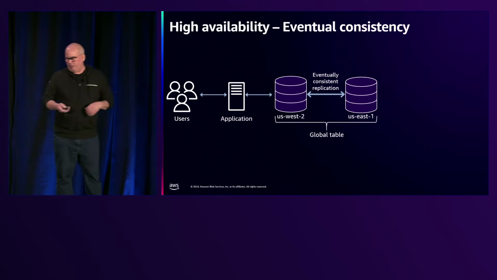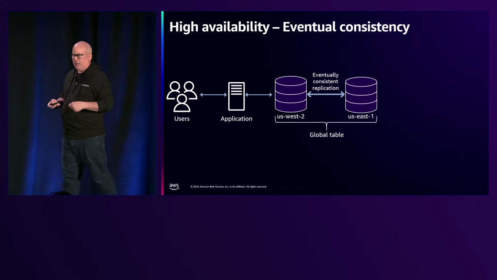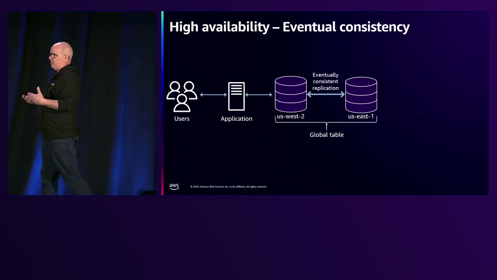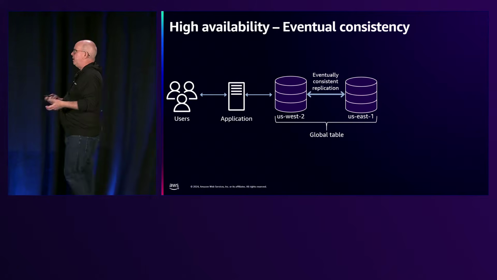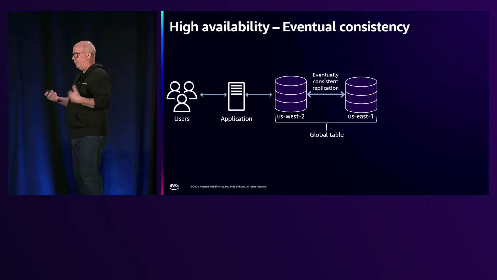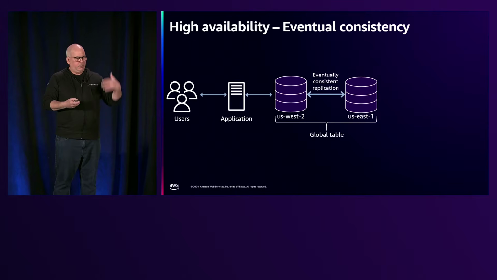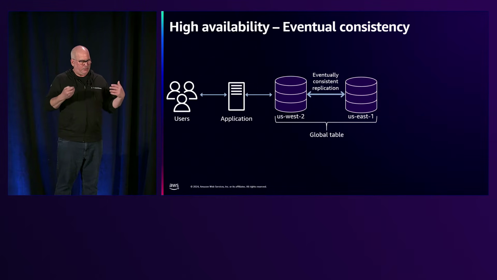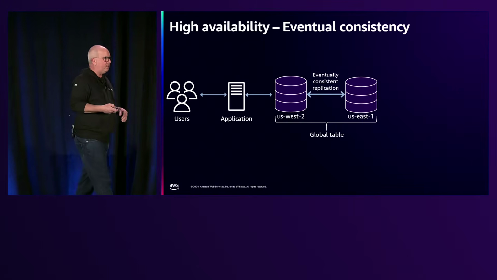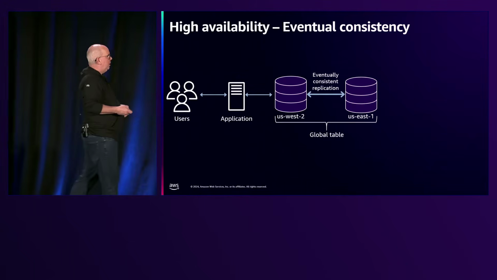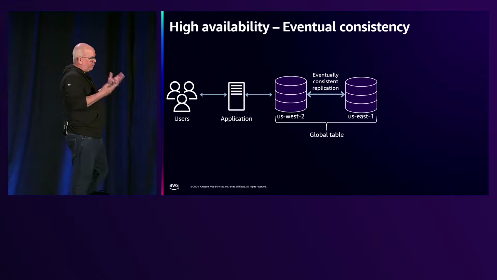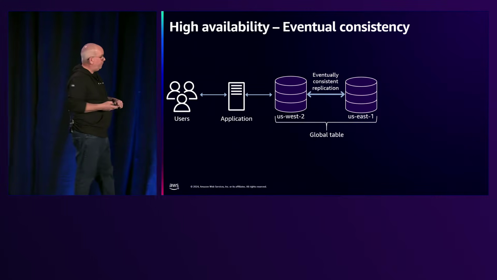So let's look at a couple of use cases, right? So the primary reason most customers adopt global tables is to increase their application availability, their business continuity profile. And so what they'll do is to set up a global table. And in my example, I've got an application, and it's primarily reading and writing to the replica in the US West 2 region here. We, of course, replicate our data in an eventually consistent fashion over to US East 1.